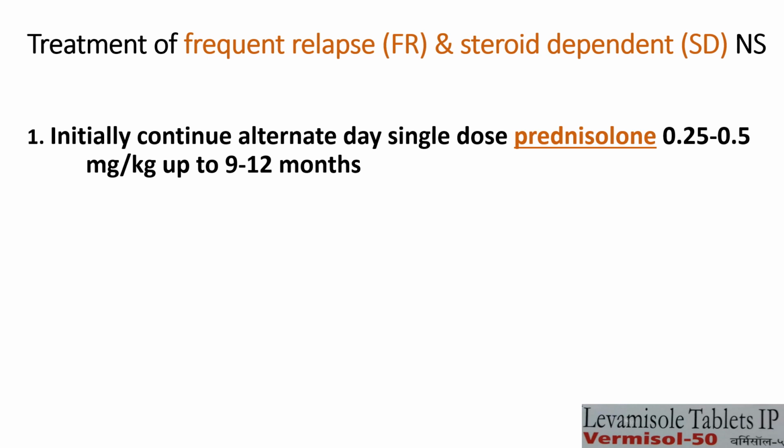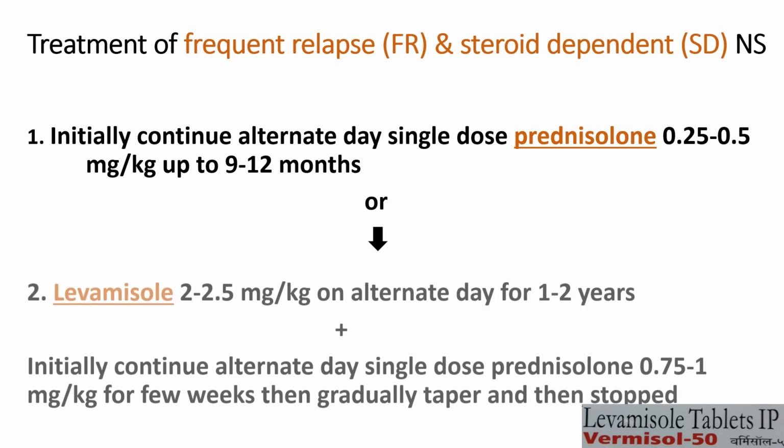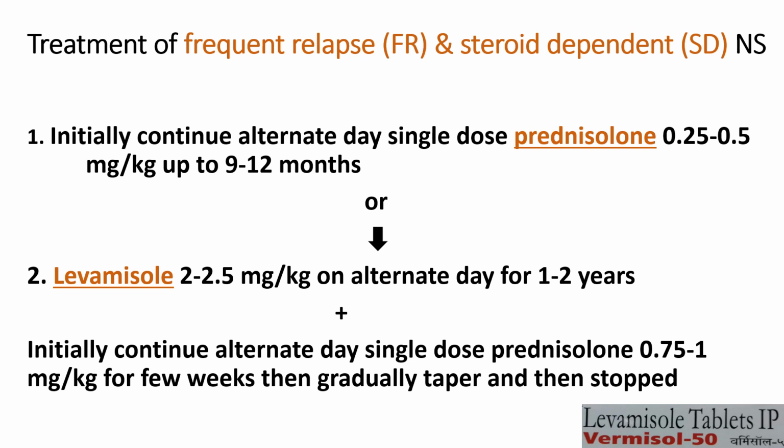Then we have to taper slowly till 0.25 to 0.5 mg per kilogram, and it should be continued for 9 to 12 months. If not responded to this, then the second step is we have to start levamisole. It is an immunomodulator and the dose is 2 to 2.5 mg per kilogram alternate day. It should be continued for 2 years and it should be started after getting remission with prednisolone.